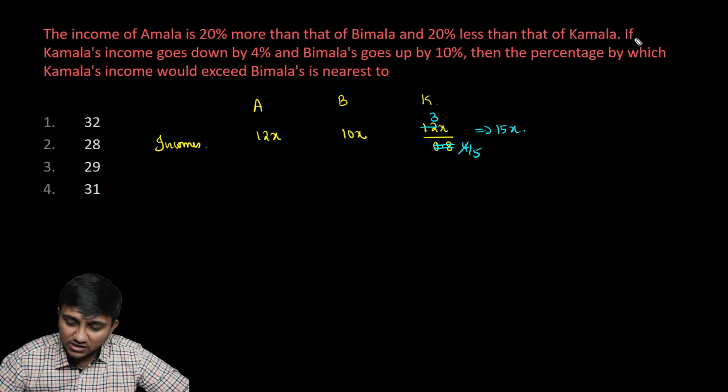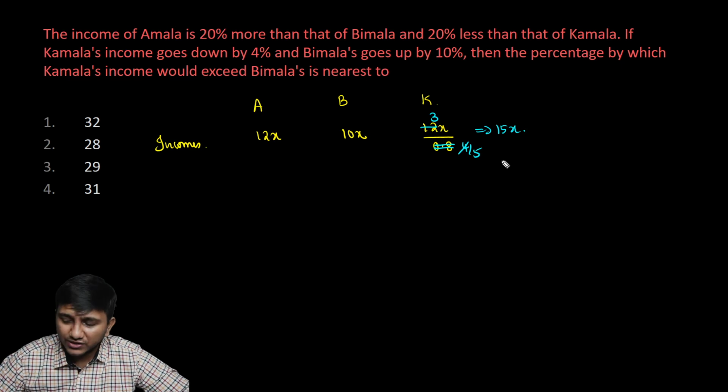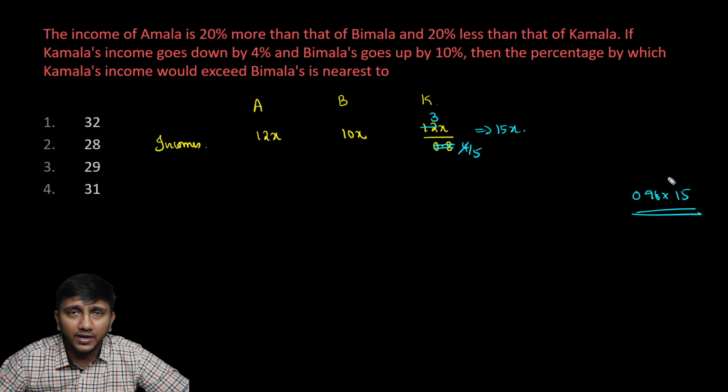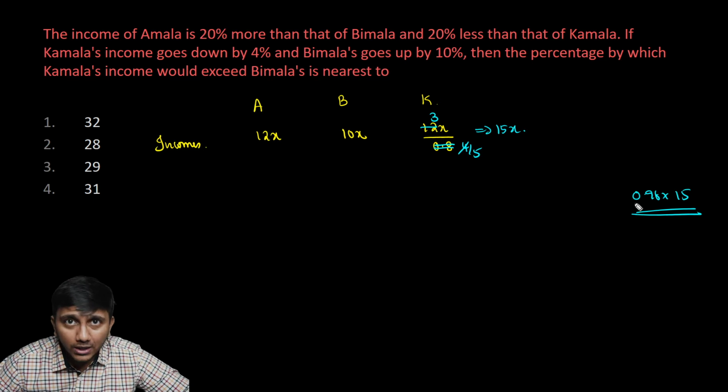Now let's look at the changes that are happening. If Kamala's income goes down by 4% and Bimala's goes up by 10%, let's do the changes. Kamala's income goes down by 4%. Again, if you are allowed a calculator in the exam, you just do 0.96 of 15. That is the remaining 96%, right? After it has gone down by 4%.